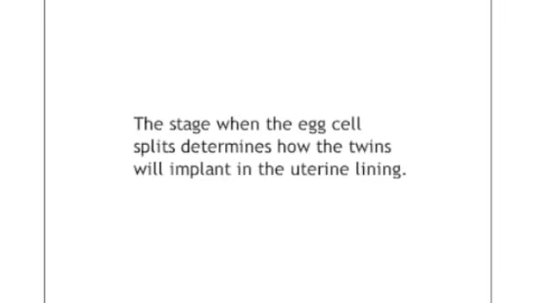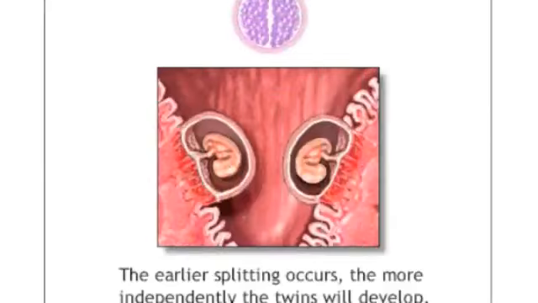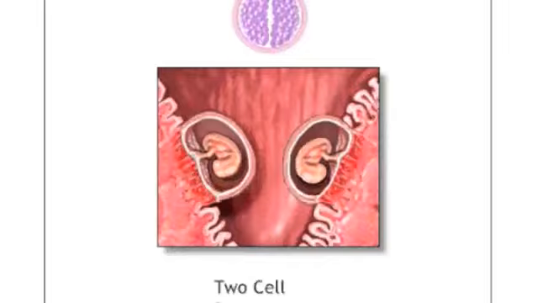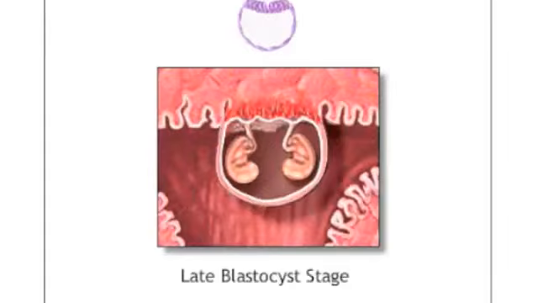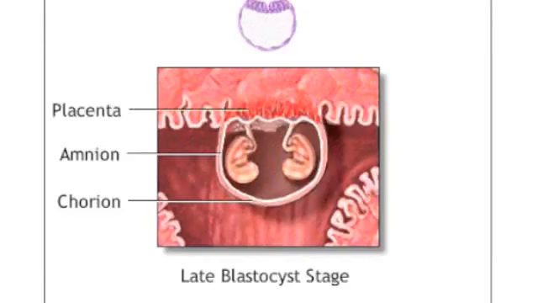The stage at which the egg cell splits determines how the twins will implant in the uterine lining and whether or not they share an amnion, chorion, and placenta. Basically, the earlier the splitting occurs, the more independently the twins will develop in the uterus. So, a pair of identical twins that split during the two-cell stage will each develop its own amnion, chorion, and placenta. Twins that split during the late blastocyst stage will share an amnion, chorion, and placenta.